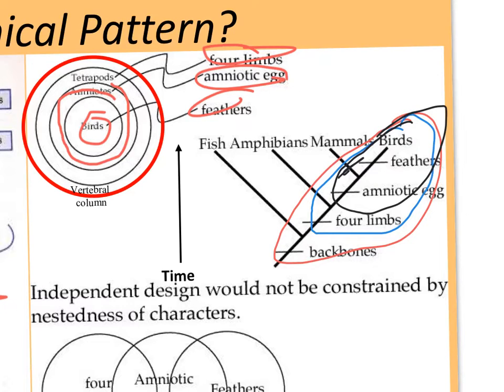So there's this nested pattern like those Russian dolls. You have a big Russian doll, and inside is a smaller Russian doll, and inside is a smaller Russian doll, until finally there's this tiny little Russian doll. The same thing is happening in terms of phylogenies that show the phylogenetic record about when certain traits evolved.